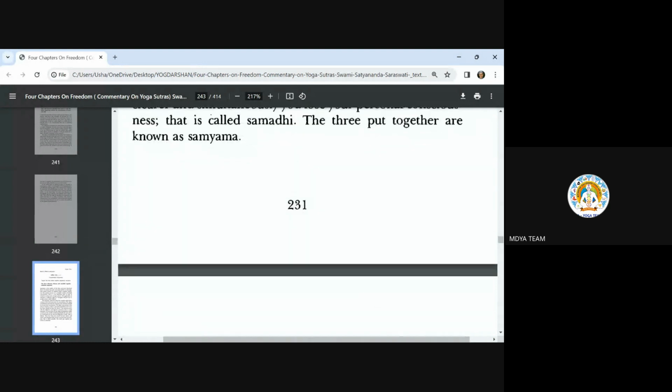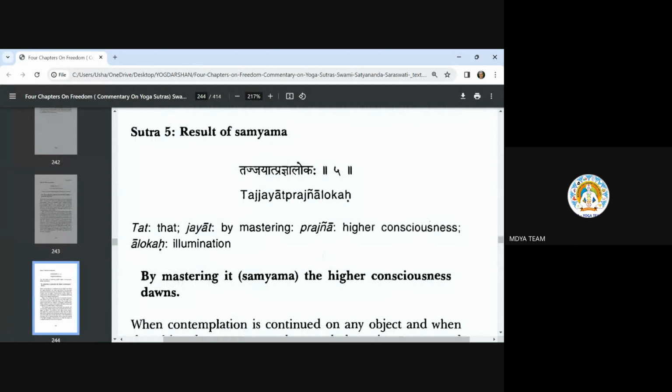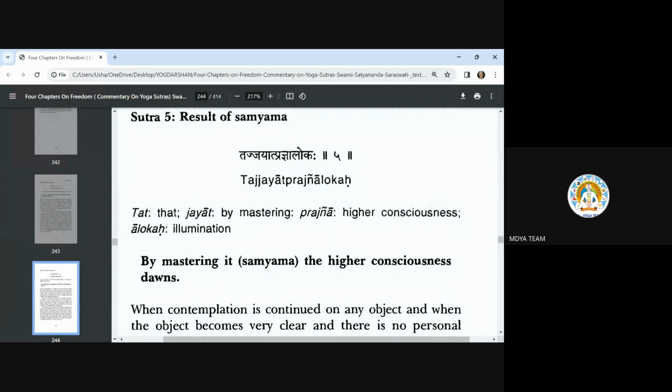So what is also being said is when one masters sanyama, they are able to gain some inner illumination. That inner illumination is spoken about in the fifth sutra of Vibhutipada. Now, what accrues when a person has mastered sanyama? That is given in sutra number 3.5. The sutra is tat jayat.